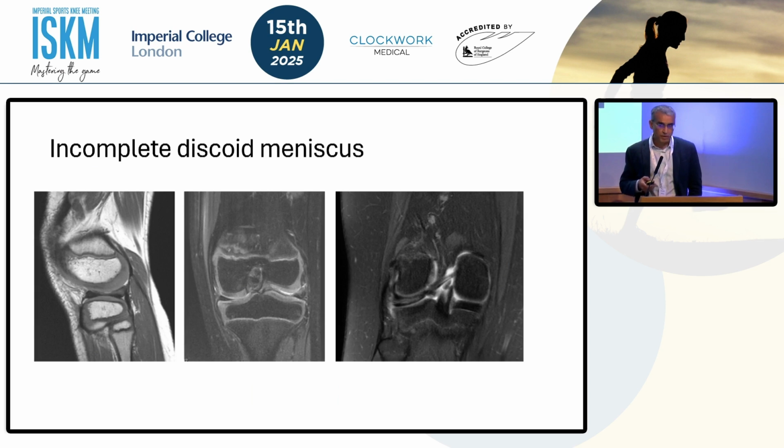Still, it can be difficult to confirm an incomplete discoid meniscus because they don't have a big tear or big tissue. But generally, they have a wide, increased height at the periphery, and often, as I said earlier, they may have a prominent ligament of Wrisberg if they're hypermobile.